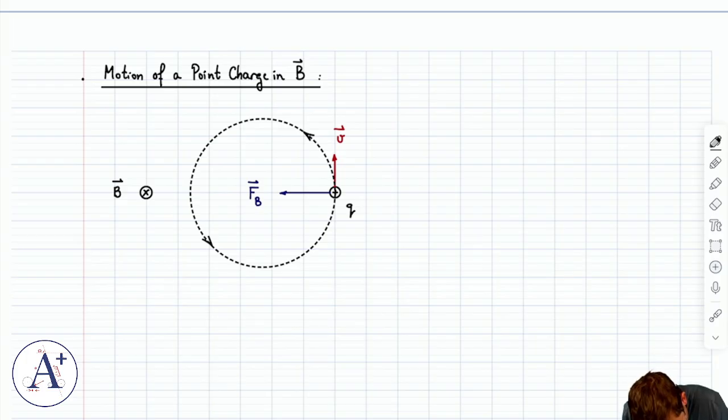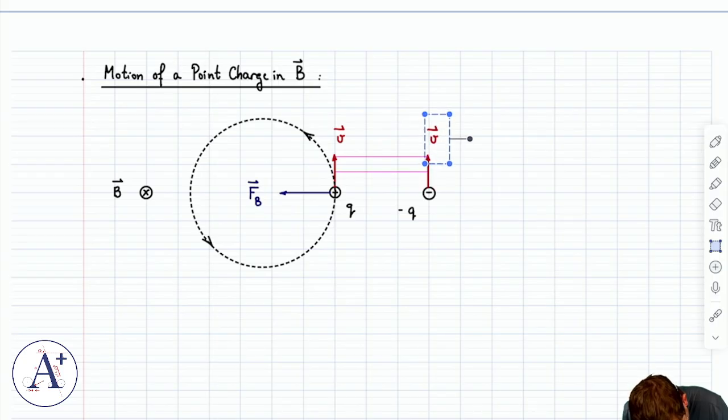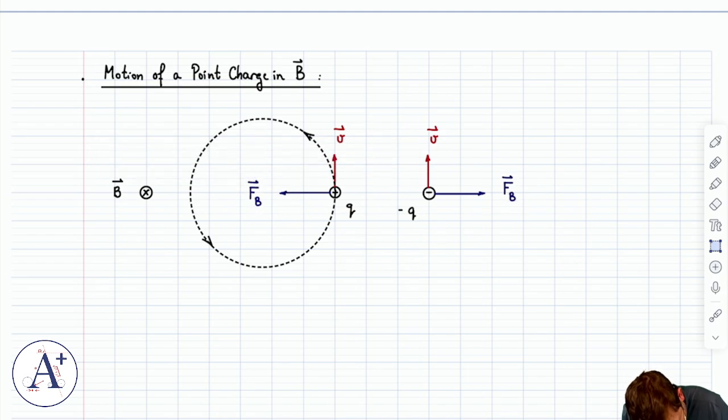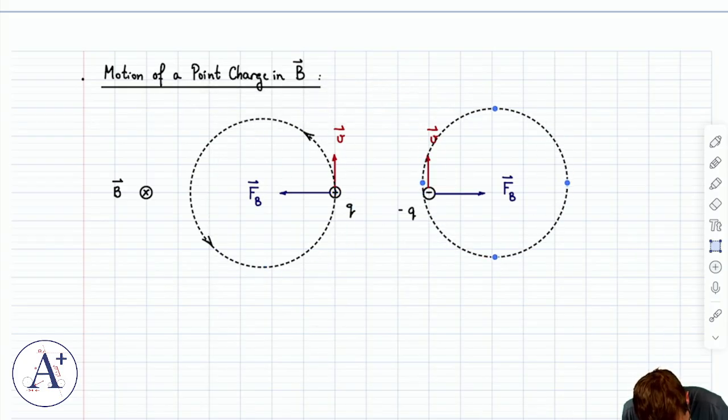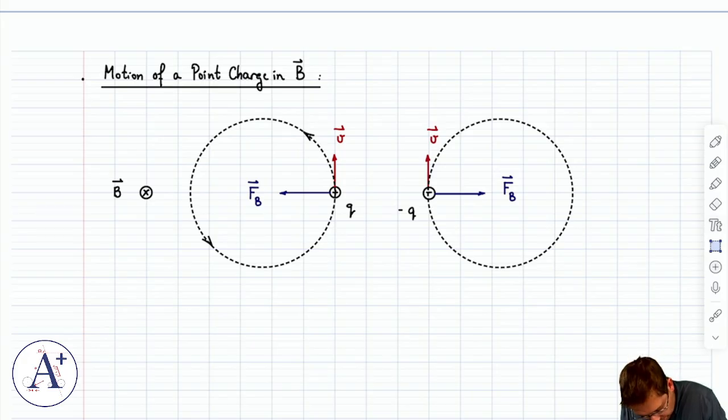Okay, and if we do the mirror experiment with minus q instead, with the same velocity, then we're going to get a force that instead of pointing to the left is going to point to the right. And then, because it's the same speed, same charge, same amount of force, we're going to get a circular path that is clockwise with the same radius.